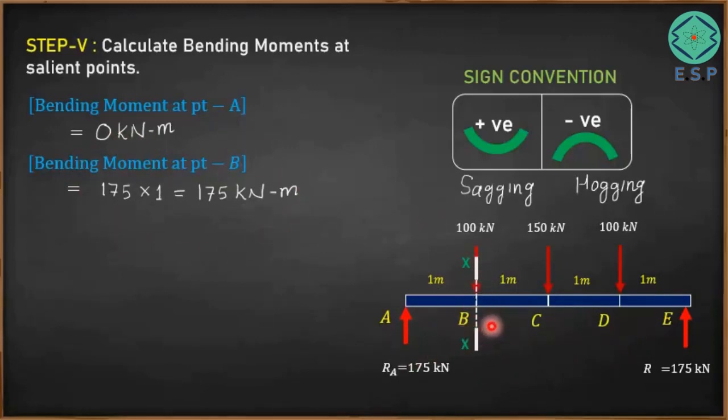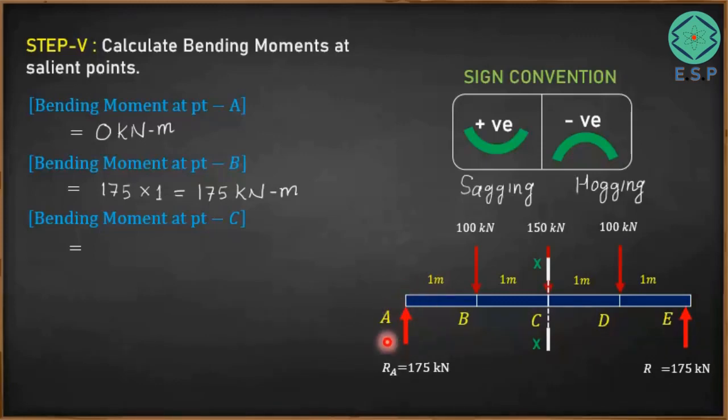Now we are interested in finding the bending moment at point C. To calculate the bending moment at point C, the sectional plane XX will be taken at point C. And now we'll calculate the moments at point C due to the forces which are acting to the left of this section.